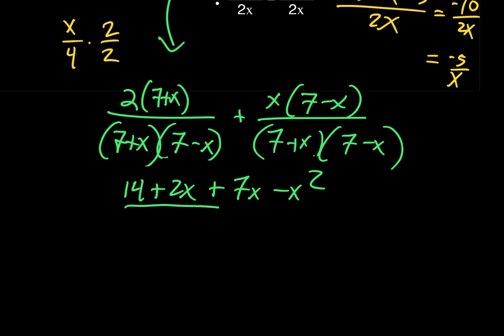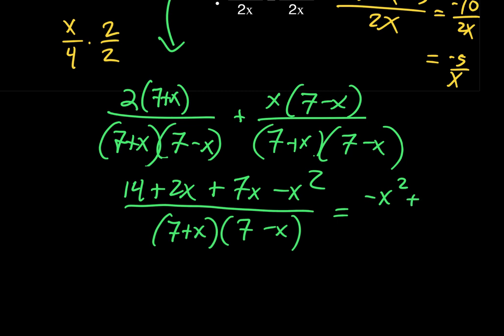In the denominator, I'll just leave it as 7 plus x and 7 minus x. Numerator simplifies to negative x squared plus 9x plus 14 over 7 plus x, 7 minus x. And we're almost done.